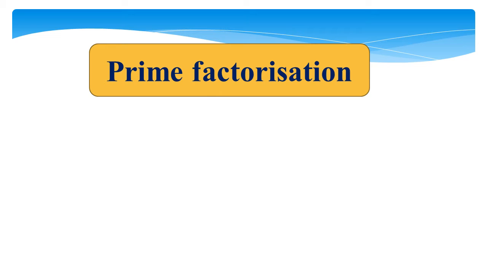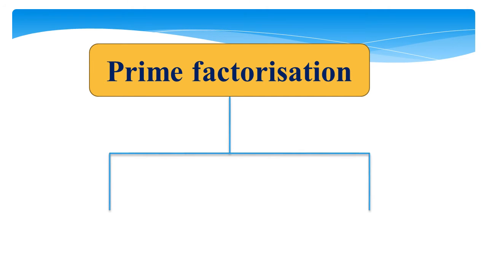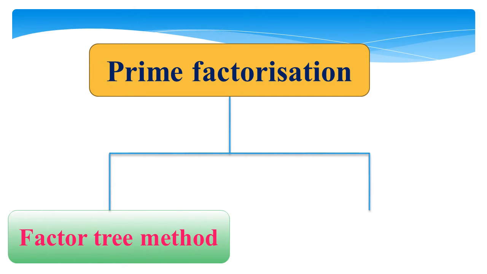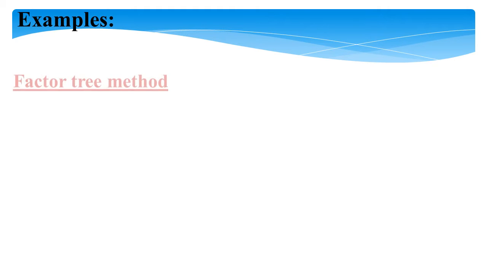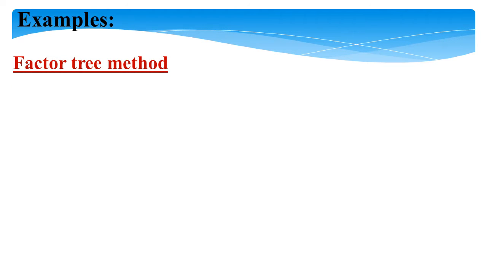There are two methods to find the prime factorization of given numbers. The first one, factor tree method. The other one, division method. Let us see the examples. Now let us look at the first method, prime factorization by factor tree method.